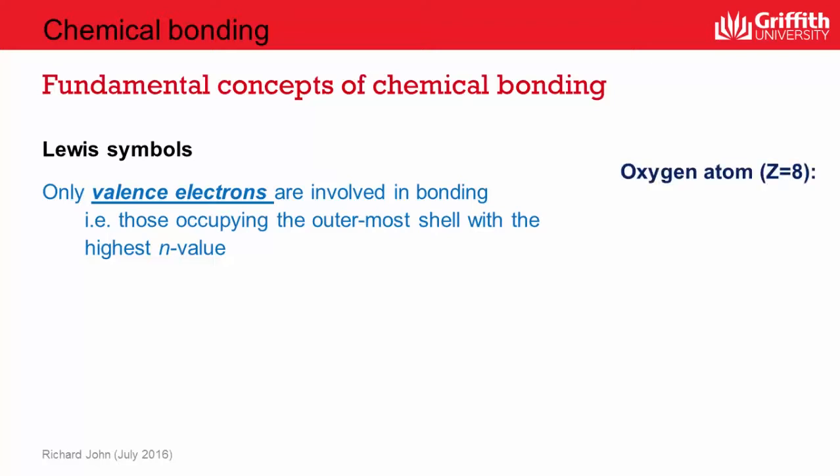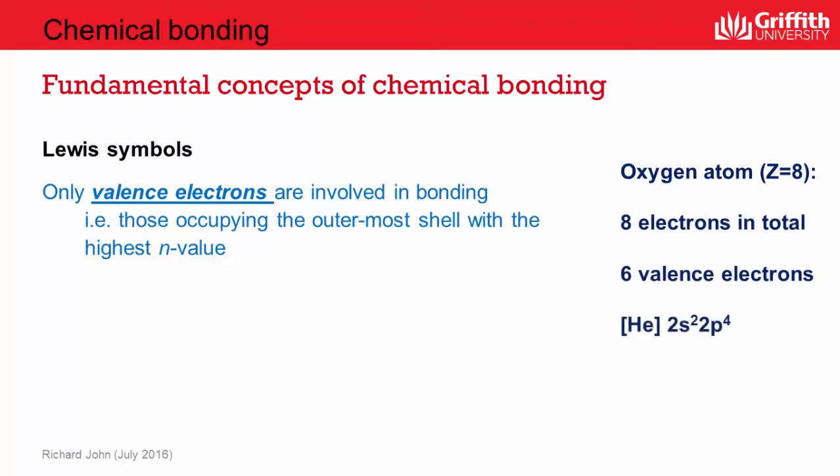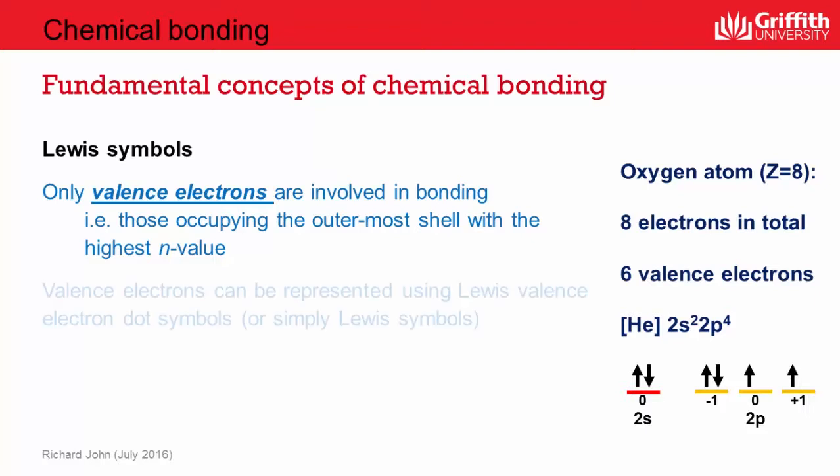So for example, the oxygen atom has an atomic number of 8, has a total of 8 electrons, and 6 of them are valence electrons. The electron configuration for oxygen can be represented as the helium core, with 2 electrons in the 1s subshell, plus the valence electrons 2s2, 2p4. The orbital diagram for the valence electrons looks like this, with 2 electrons paired in the 2s subshell and 4 electrons spread across the available orbitals of the 2p subshell.